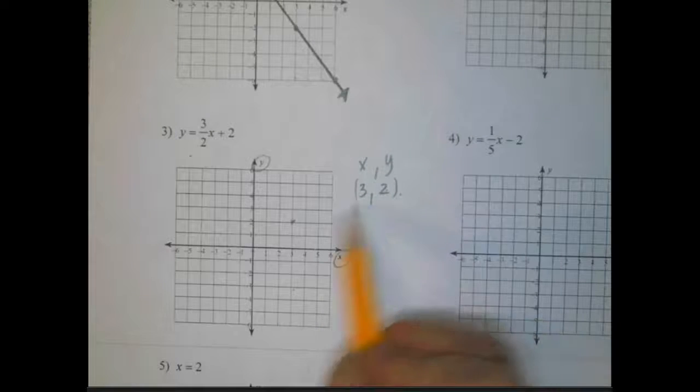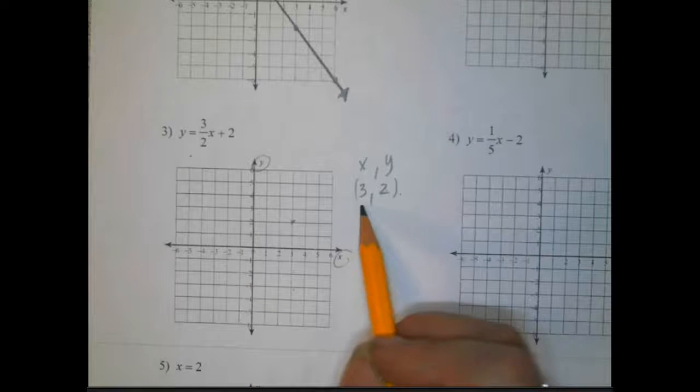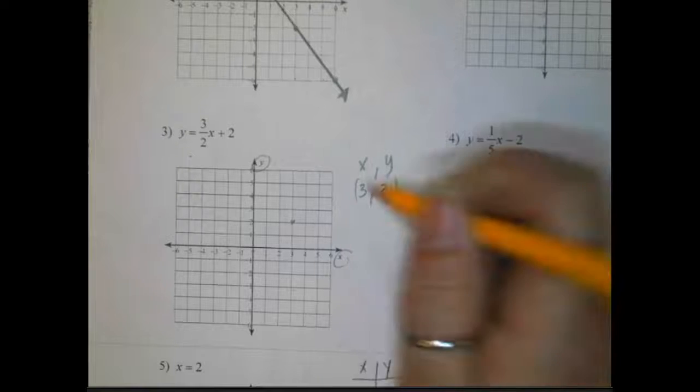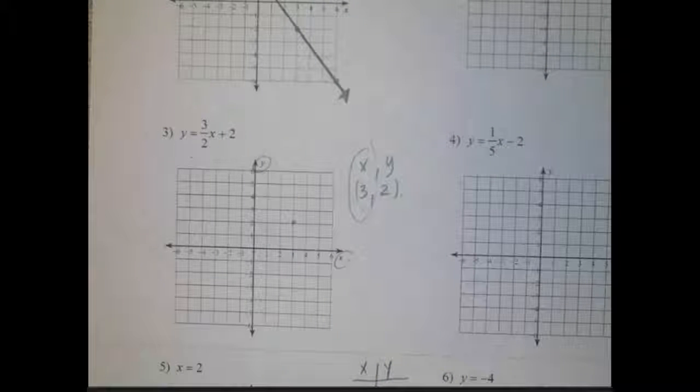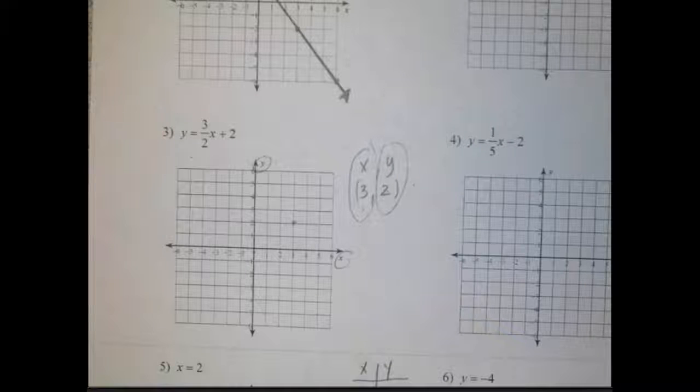If this was a -3, I would have gone left 3. These tell us left or right or up and down. My X's will either go left or right. My Y's will either go up or down. But you guys need to know how to graph. And this is why we're doing this review before we start Chapter 9. You need to know how to graph.